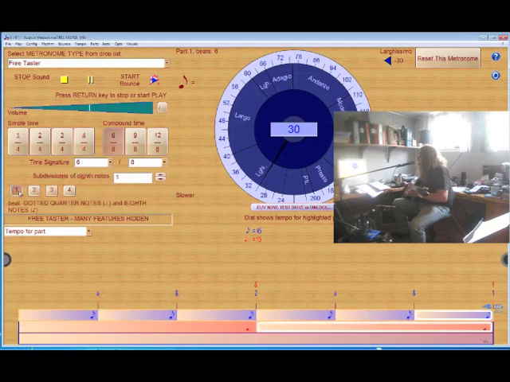In 6/8 time, you have dotted quarter notes and eighth notes in this strum pattern. A dotted quarter note is a quarter note plus half as much again, that's an eighth, so that makes 3 eighth notes.